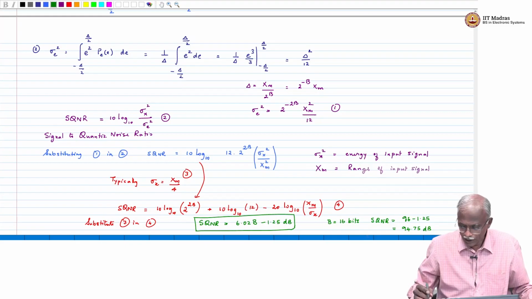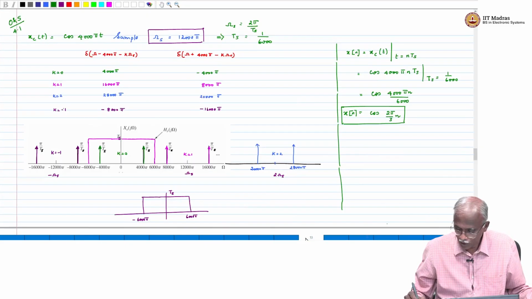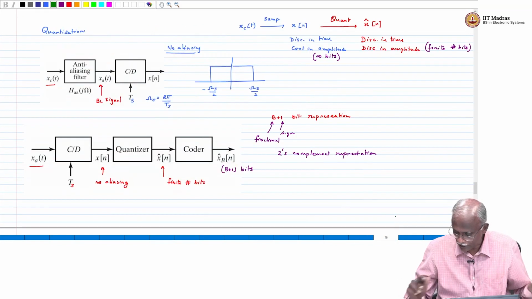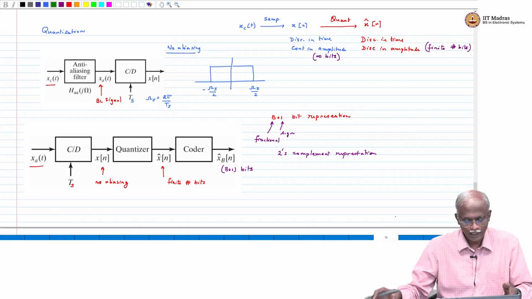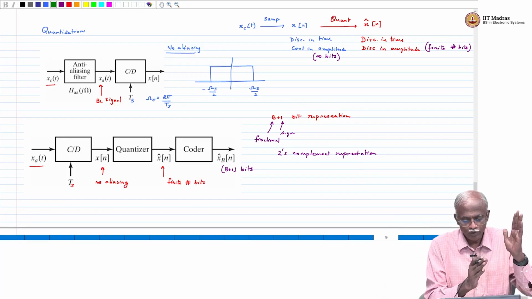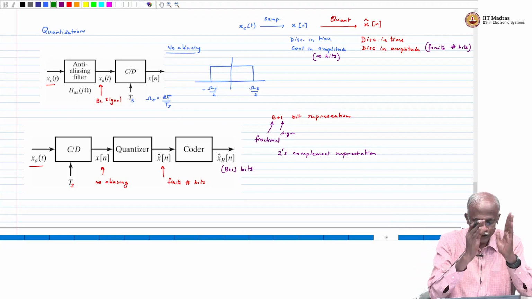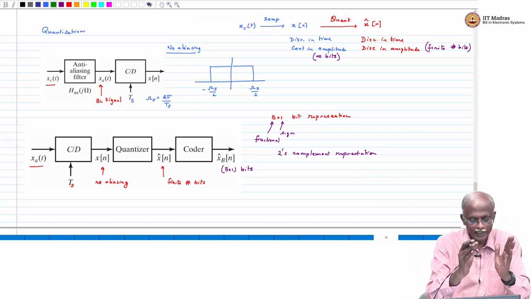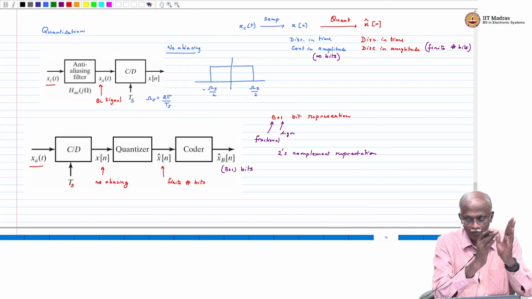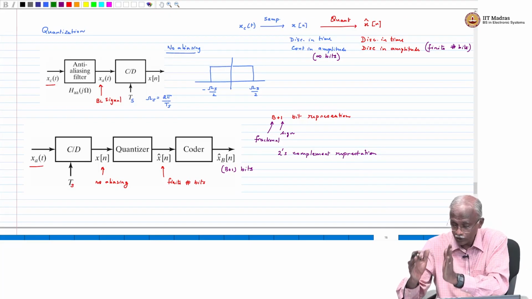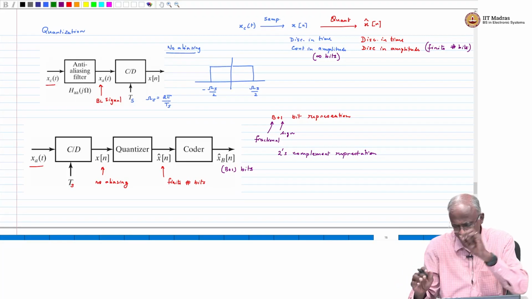Let me summarize what we have started with, and re-look at all these things. The first thing is, we said that before you do C to D conversion, the typical practice is to pass the signal through an anti-aliasing filter, which will be from minus omega s by 2 to omega s by 2. This will guarantee that when you do the conversion, there will not be any aliasing.